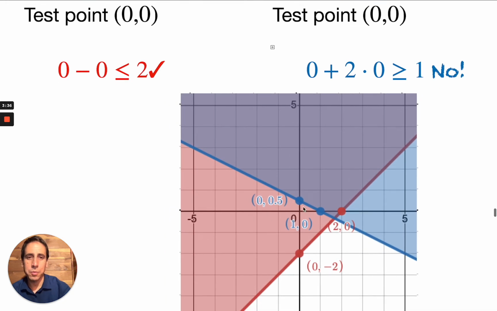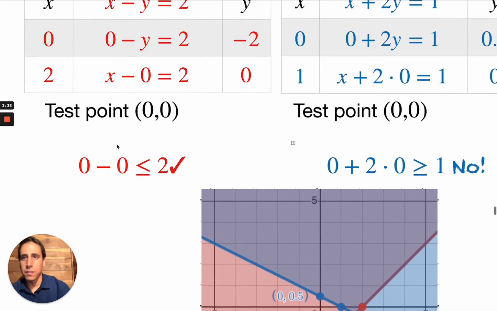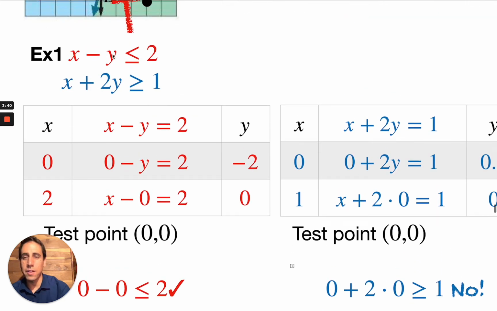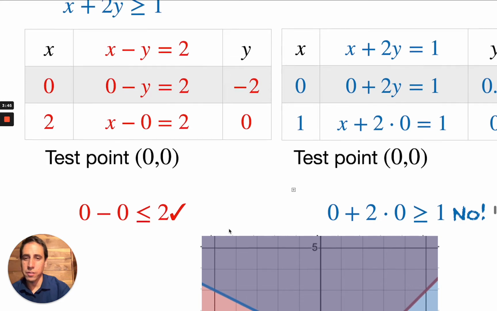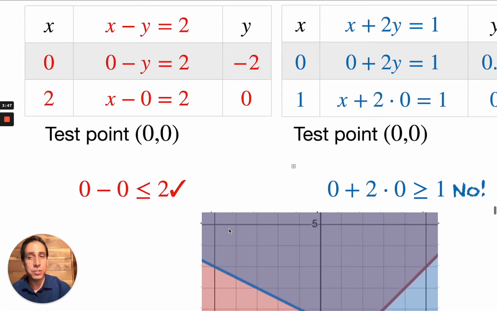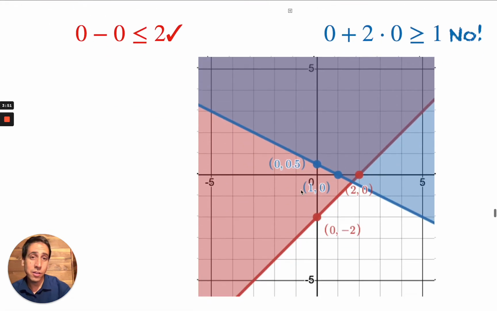I'm going to use as my test point 0, 0. If you plug 0, 0 into this red original inequality, it turns into 0 minus 0 is less than or equal to 2, which is a true statement. If it's a true statement, then that means 0, 0 is a solution to the red inequality, and all its neighbors as well. So you can see the top left-hand portion is all getting shaded red, and also the top portion is red as well. It's all on the same side as 0, 0, which is a solution.